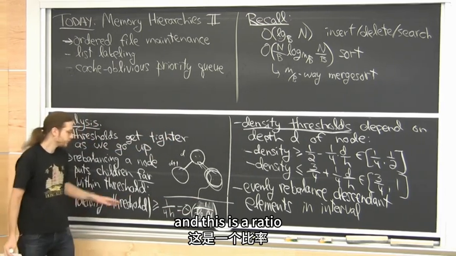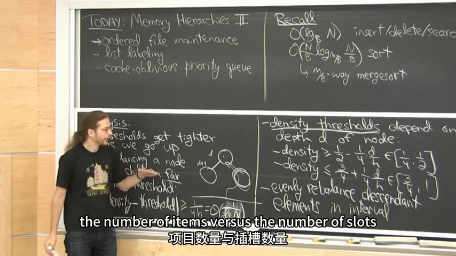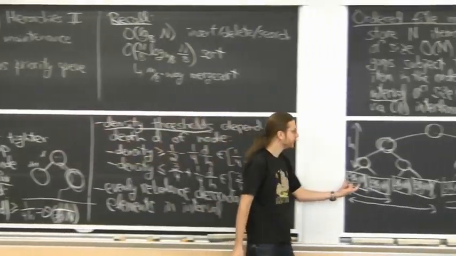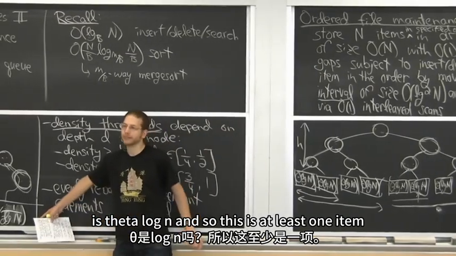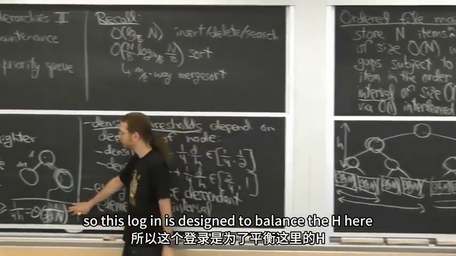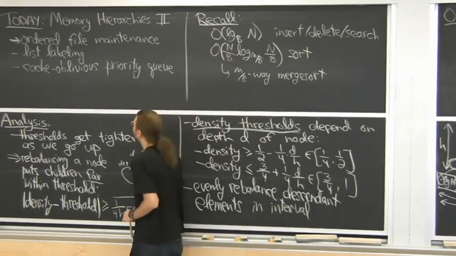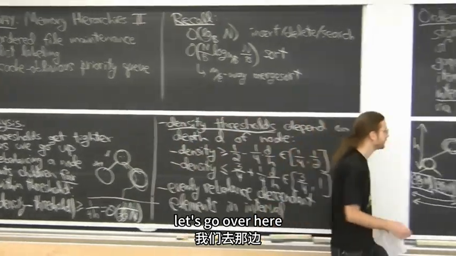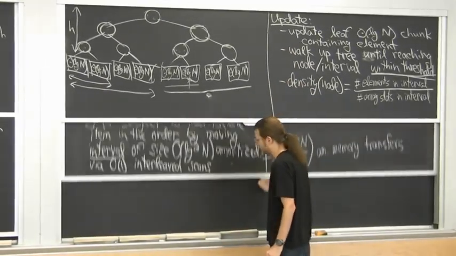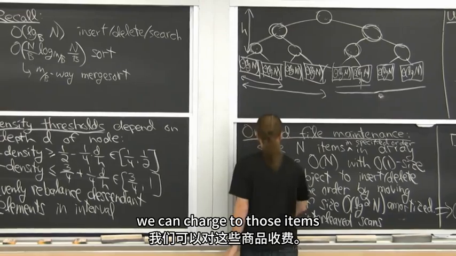And this is a ratio, 1 over log n, of the number of items versus the number of slots. But we know the number of slots we're dealing with is theta log n, and so this is at least one item. So this log n is designed to balance the h here. Okay, cool. Let's go over here. So the idea is if we're far within threshold, we can charge to those items. That's our goal.